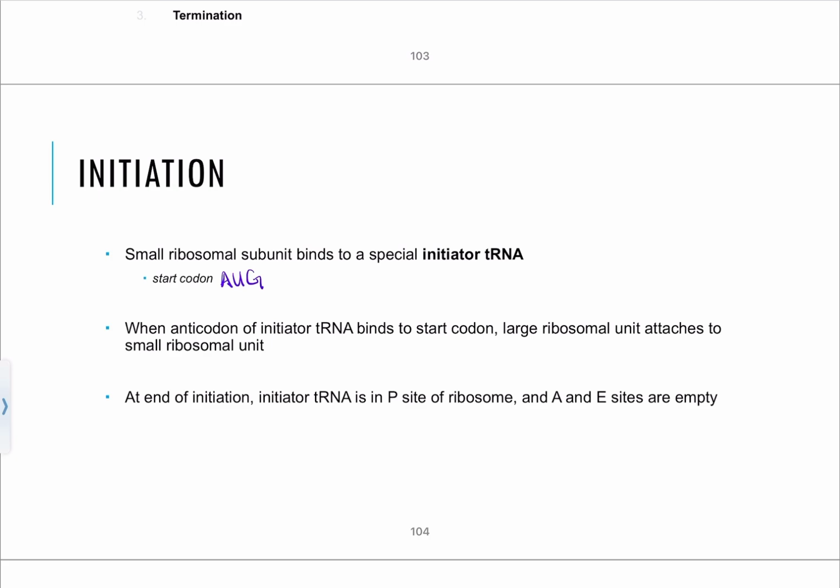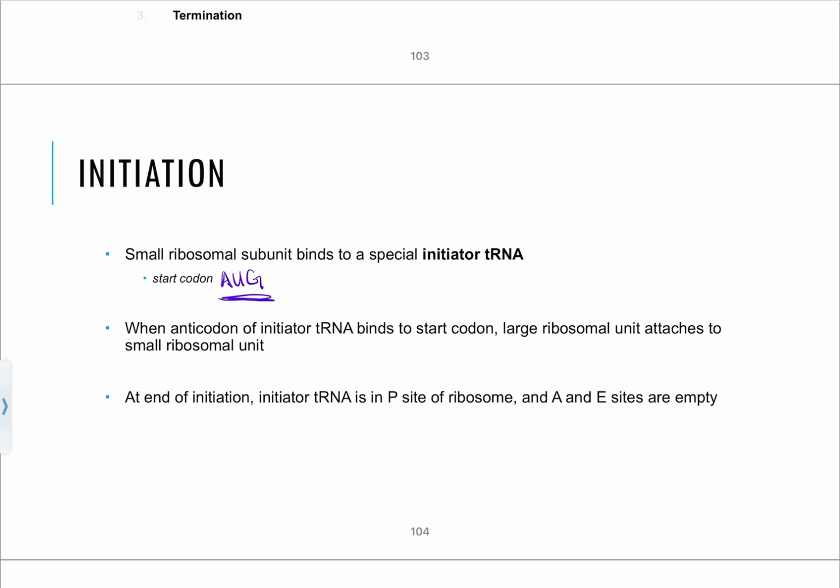Once it scans and finds the start codon, which is AUG, a special tRNA that we call an initiator tRNA comes in and lays down a methionine at that point. Again, how does it know to come in and lay down? Because it's going to bind with its anticodon to this codon right here and then place down the methionine.